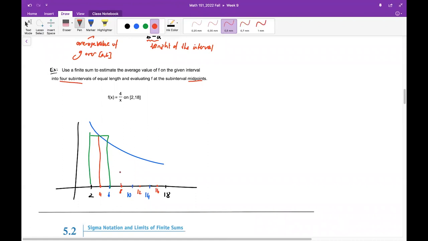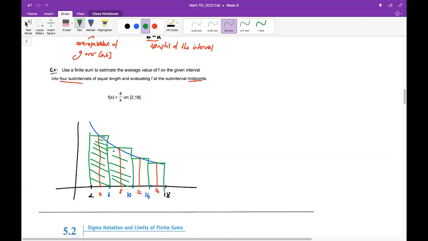Similarly, this is the height of the second rectangle. The base is known, so you create your rectangle like this. Height is here, base is known, so this will be the third rectangle. The midpoint height is given by the curve. You go up to the curve to find out what the height is, and like that. And then I am ready to write an approximation for the area under the curve.